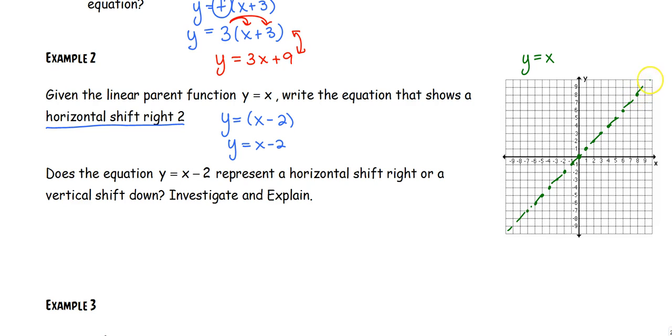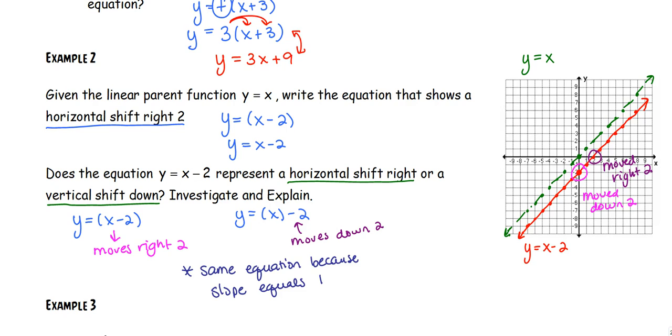I want to see if our equation, y equals x minus 2, is representing a horizontal shift right. So did I take my graph and shift it right? Or did I do a vertical shift down? What I want you to do now is go ahead and investigate. Take that graph and shift it right. Take that graph and shift it down and see which one of them is going to give you that equation, y equals x minus 2. So pause your video and go ahead and try that out.